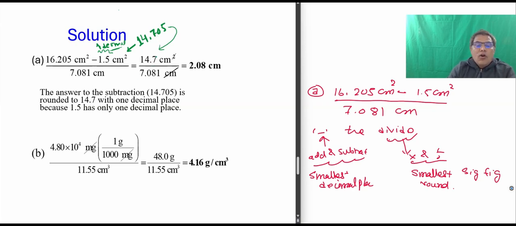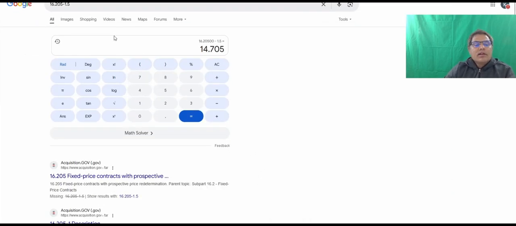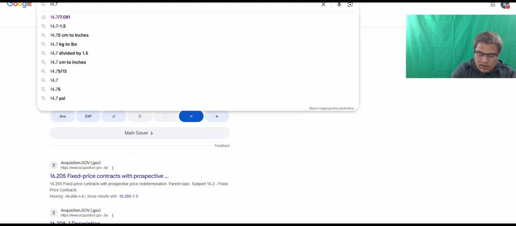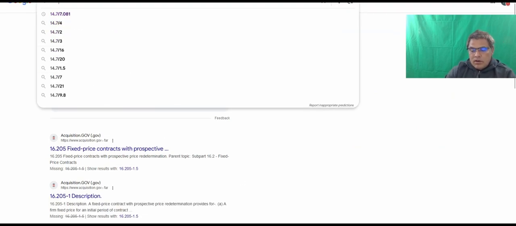And now you have the division process. How many sig figs? 1, 2, 3 sig figs. That's why you will round to 3 sig figs. Okay, let's do that. 14.7 divided by 7.081. I forgot the number, guys. The 7.081.